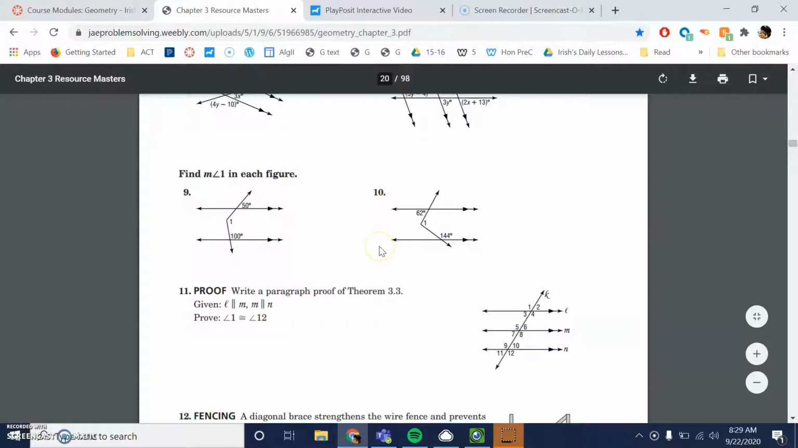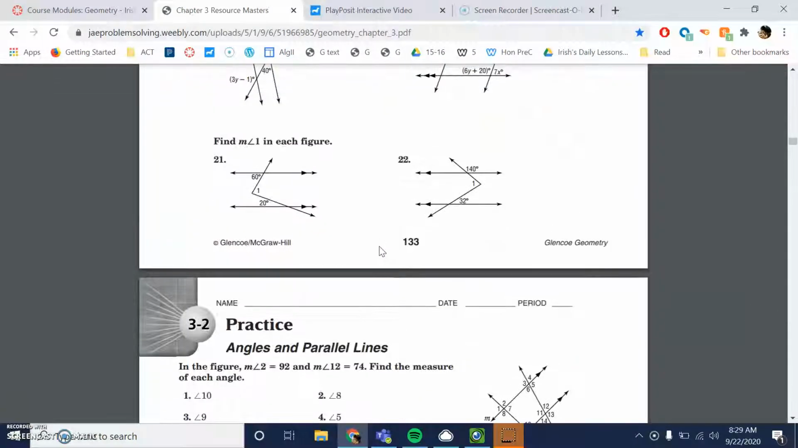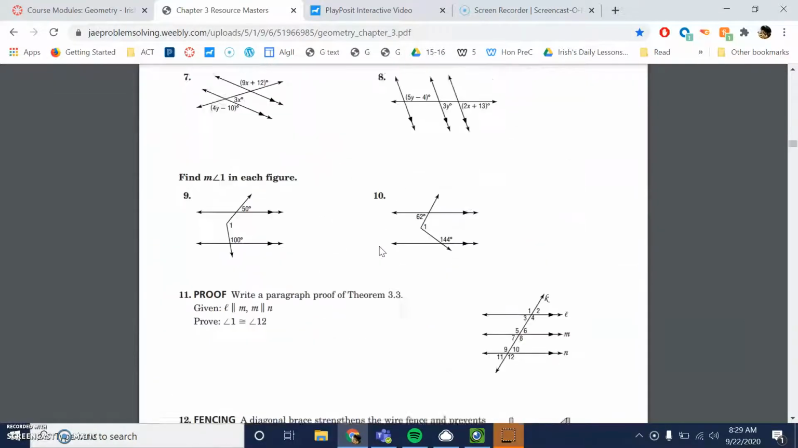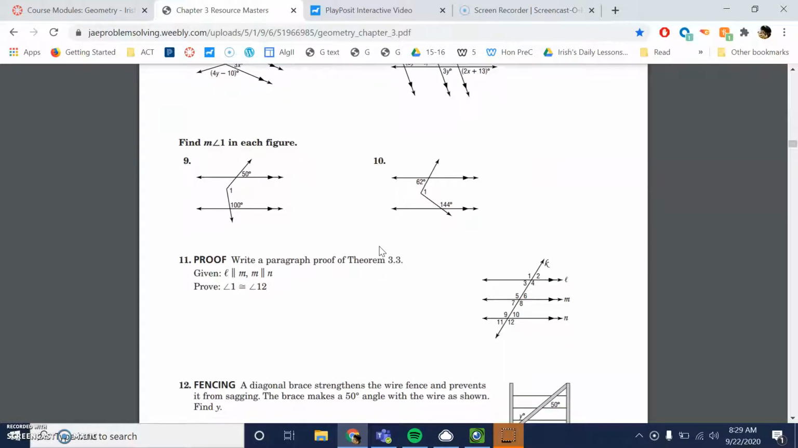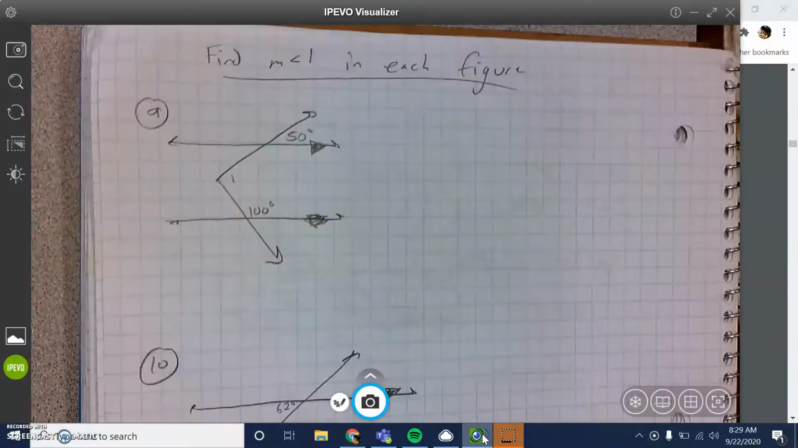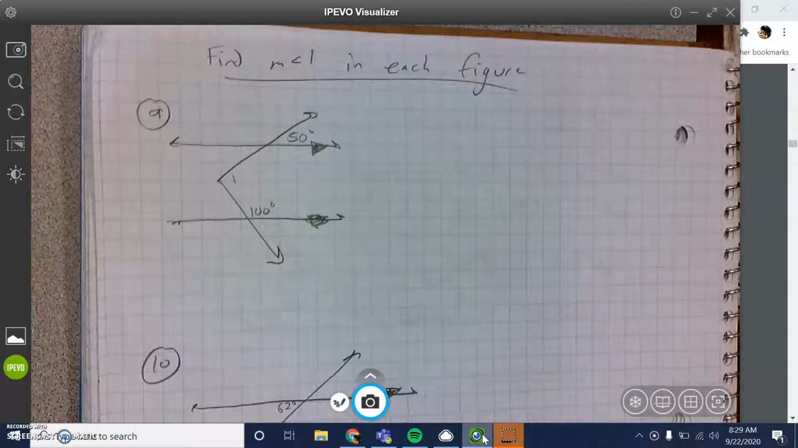I'm going to do 2, 9 and 10, and then you're going to do 2, 21 and 22 up there, okay? So pay attention, rewind the video if you need, do the problem again, pause, whatever you got to do to get it. Okay, here's my notes. Bam, looks like this.